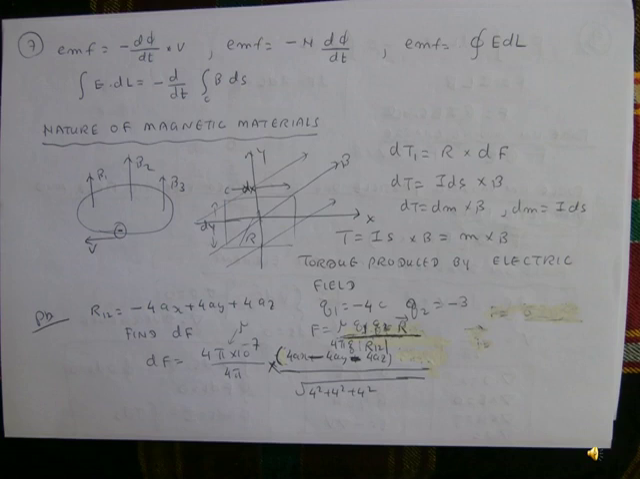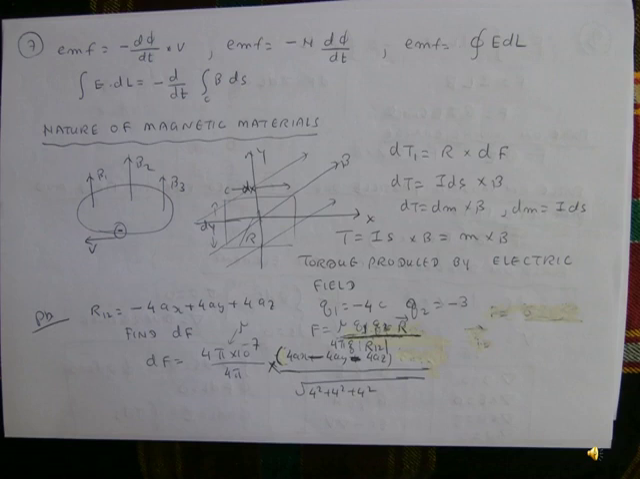In this case, dT1 equals R cross dF, dT equals I dS cross B, so dT equals dm cross B, where dm is equal to I dS. In this case, T is the torque. Torque is equal to I S cross B, or m cross B. T is the torque, I is the current, S is the changing distance, B is the magnetic flux density, and m is the magnetic moment. So those are the torques produced by an electric field.